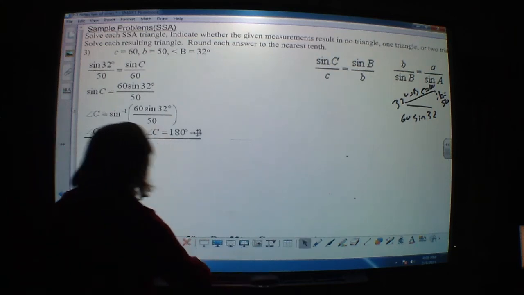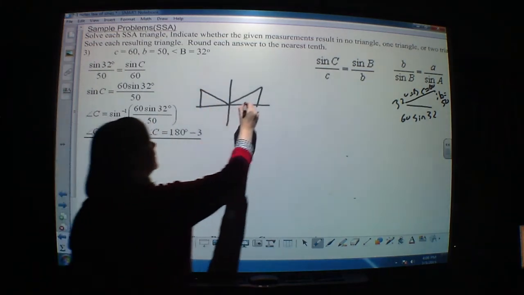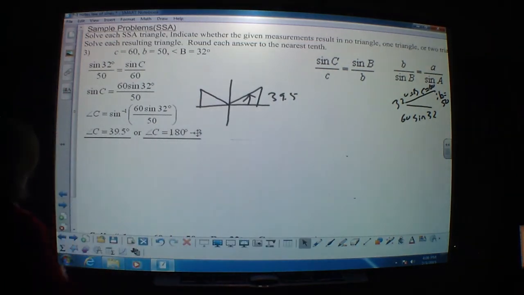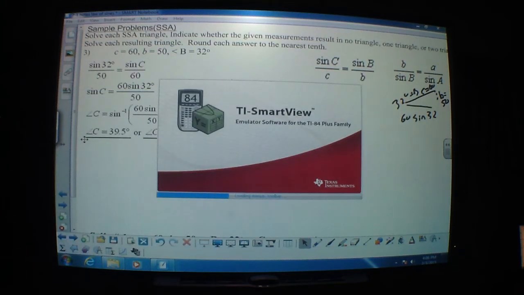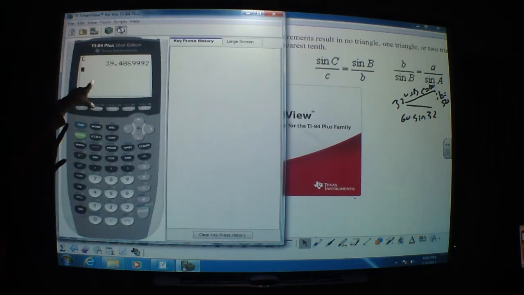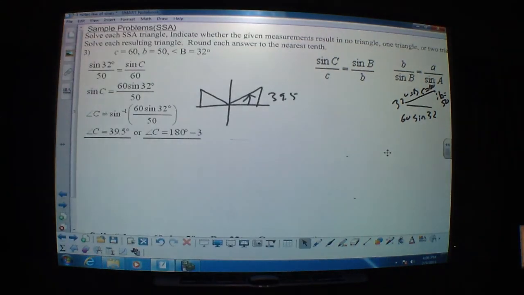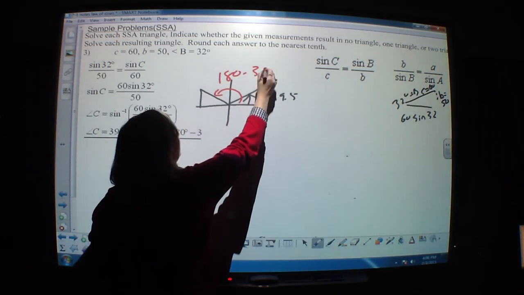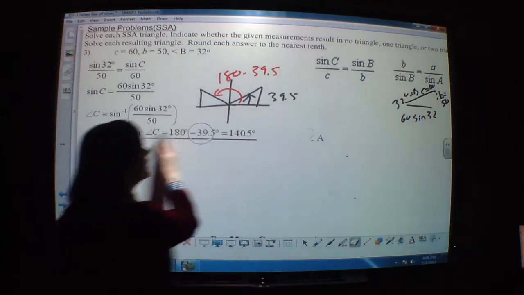But then you have to remember that sine is positive in both the quadrants. So it can be the 39.5 that I just had in my calculator. Whoops, did I get rid of it? I need to pull up my calculator again. Didn't mean to X out. So it can be that 39.5 that I had in my calculator. Or I could be in the second quadrant, which is 180 minus the 39.5. Which is 140.5.